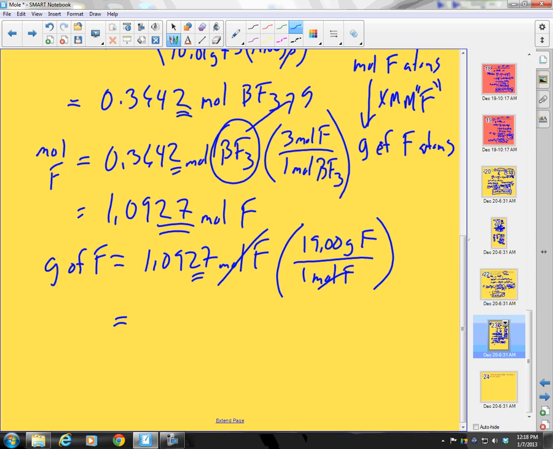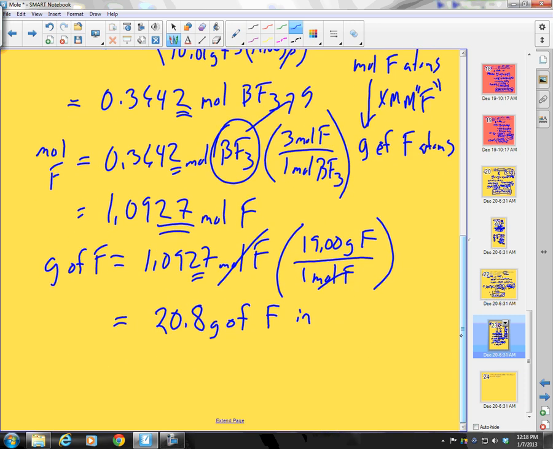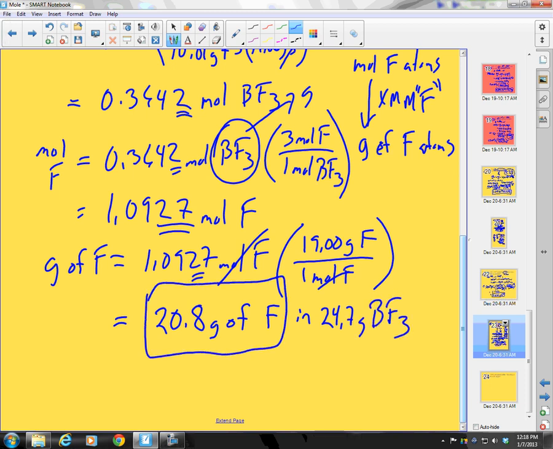So we'll take 1.09 times 19, and I get 20.76, 3 sig figs, so 20.8 grams of F in what? 24.7 grams of BF3. There we go. That is my answer. Woo!